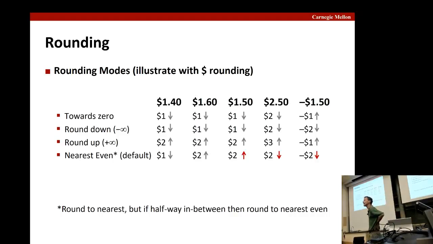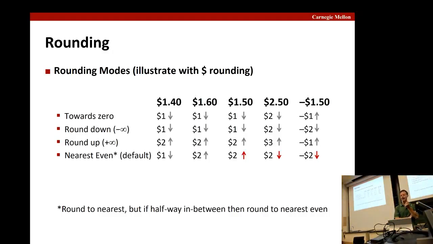So you can think about different kinds of rounding modes. We use this example, where we want to round these 5 different prices, $1.40, $1.60, $1.50, and so forth, to the nearest dollar. In the first line, we show that if you round towards 0, then $1.40, $1.60, $1.50 all get rounded down to $1, and $2.50 gets rounded down to $2. What's a little interesting is that negative $1.50, since we're rounding towards 0, will get rounded to negative $1.